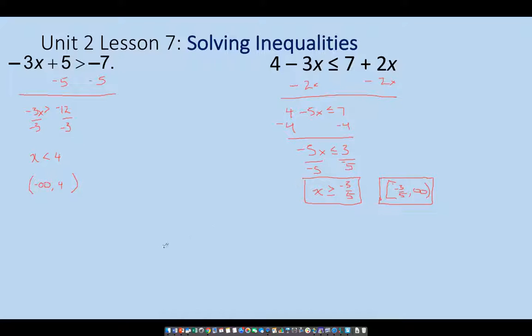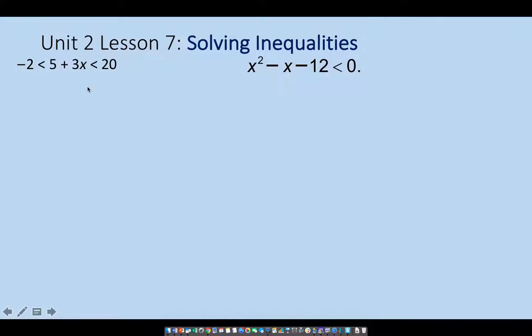All right, moving on to the next slide. We're cruising. Here we've got a compound inequality. I've got more than one inequality symbol. So typically what I might do here is I'd just break it up. It's easier for me to think of it that way. Not that you have to, but again, it's a little easier for me, at least, to see it out.